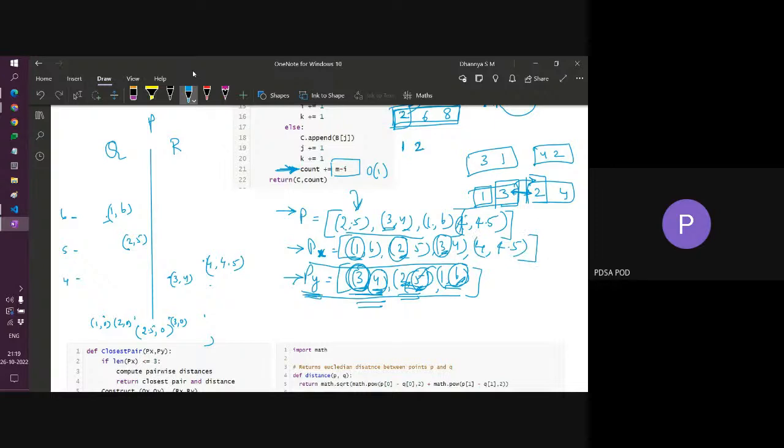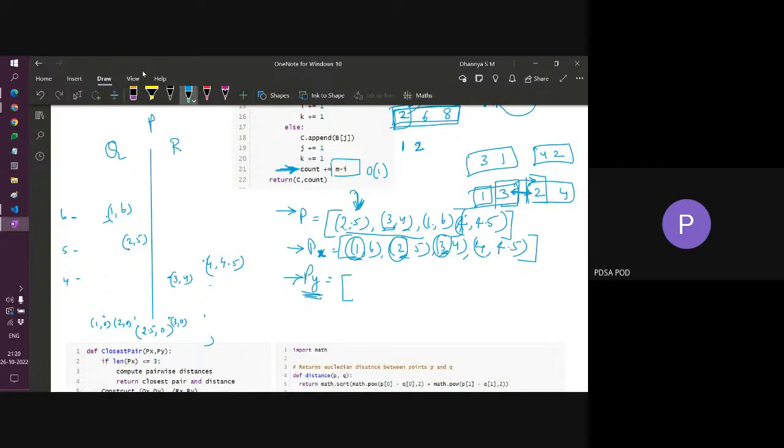I've just rewritten the list here in a sorted manner based on the X coordinate of the points in P. That's it. Py is the list which is sorted. I can write it neatly. I'm sorting P based on the Y coordinate.